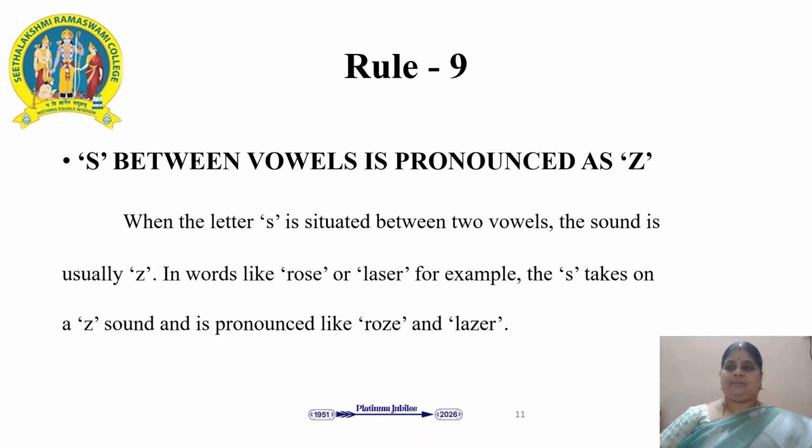Rule number 9. S between vowels is pronounced as Z. When the letter S is situated between two vowels, the sound of the letter S is usually Z. Example, in words like R-O-S-E and L-A-S-E-R, the S in the given words is pronounced as Z, like rose and laser respectively.